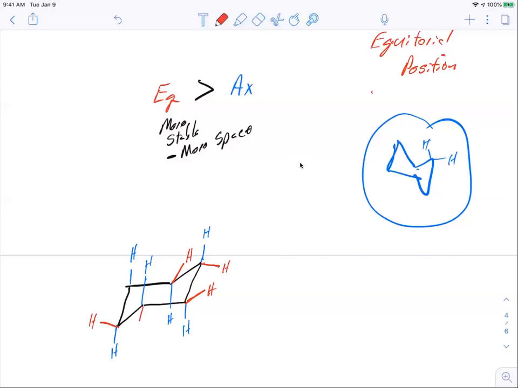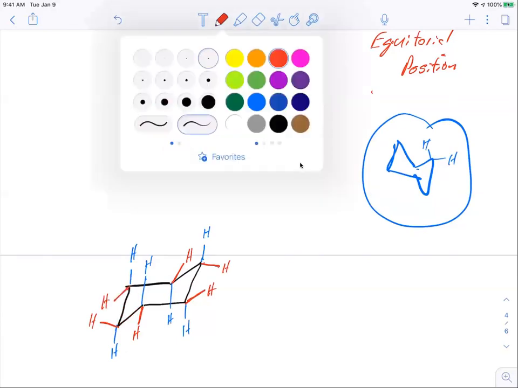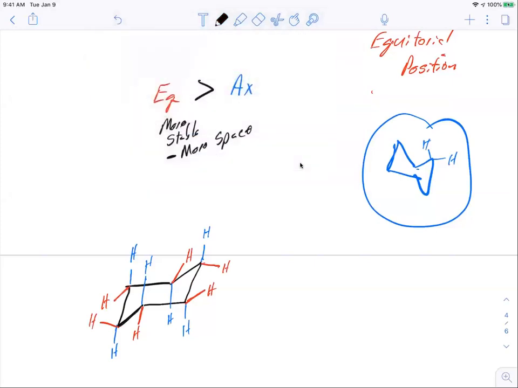Here again, I'm going to use that back carbon bond. So this one matches that one. And then for here, I'm going to use this one. And again, it's always acceptable to give yourself a little bit of shading so you know what's coming forward and what's going back.